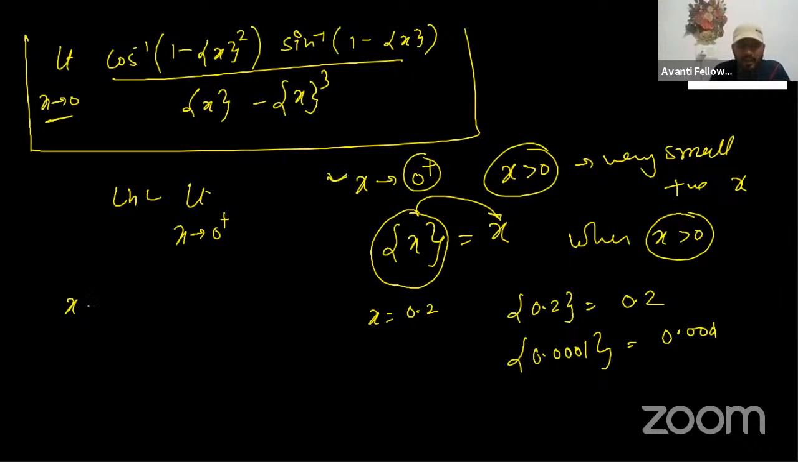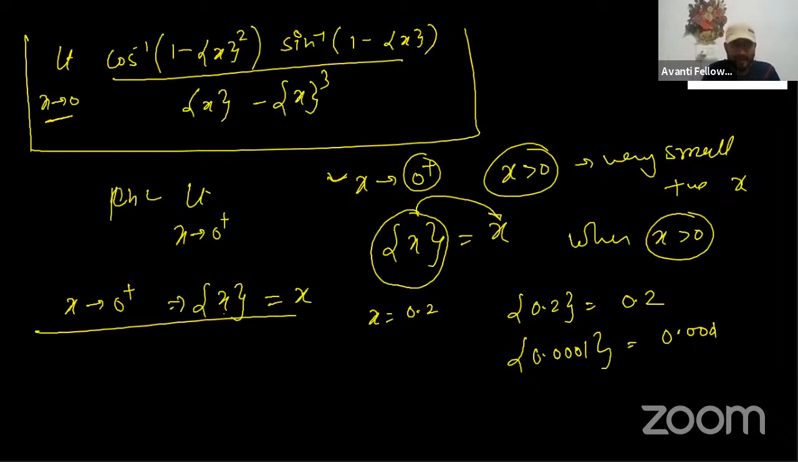Yes or no? When your x is tending to 0 positive, you can write fractional part x as x. Fractional part x will become x. Now, what will happen if your x is tending to... Obviously, we are talking about the left hand. Sorry, this was the right hand limit. We were talking about the right hand limit.